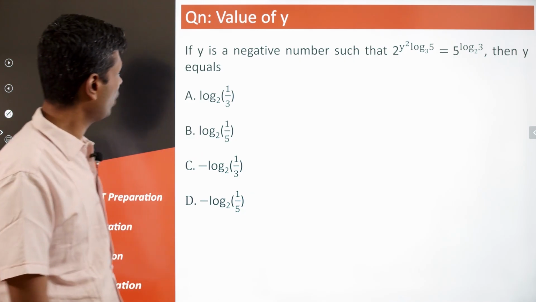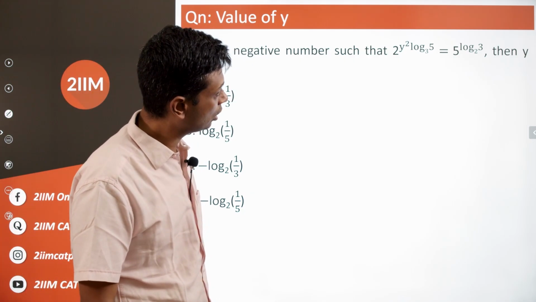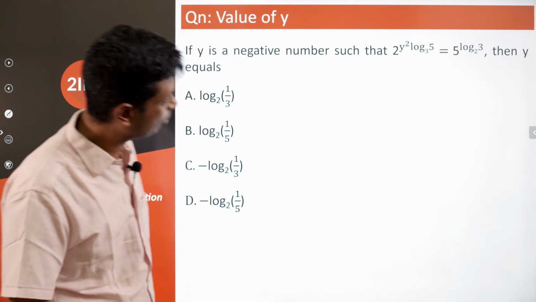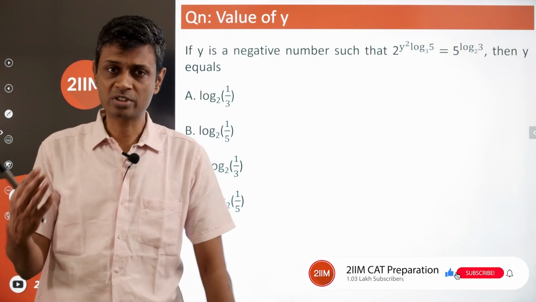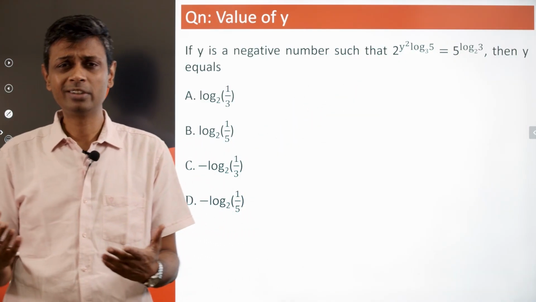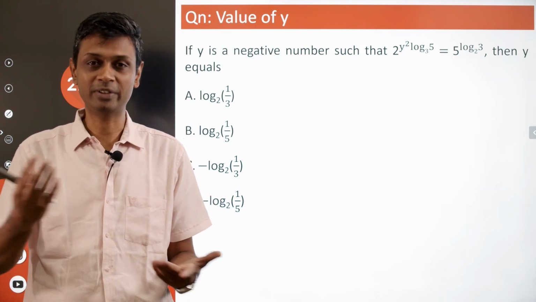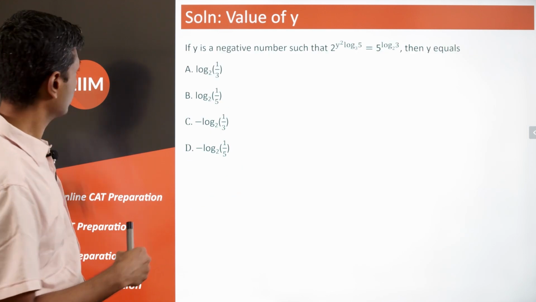Let's look at this one. If y is a negative number such that 2 power y square log 5 to the base 3 equals 5 power log 3 to the base 2. Very often in these kind of log questions where an exponent is there and log is there, a simple trick in the book is take log on both sides. That might simplify something. So I'm going to try to do that. Take log on both sides and we'll try to do this.